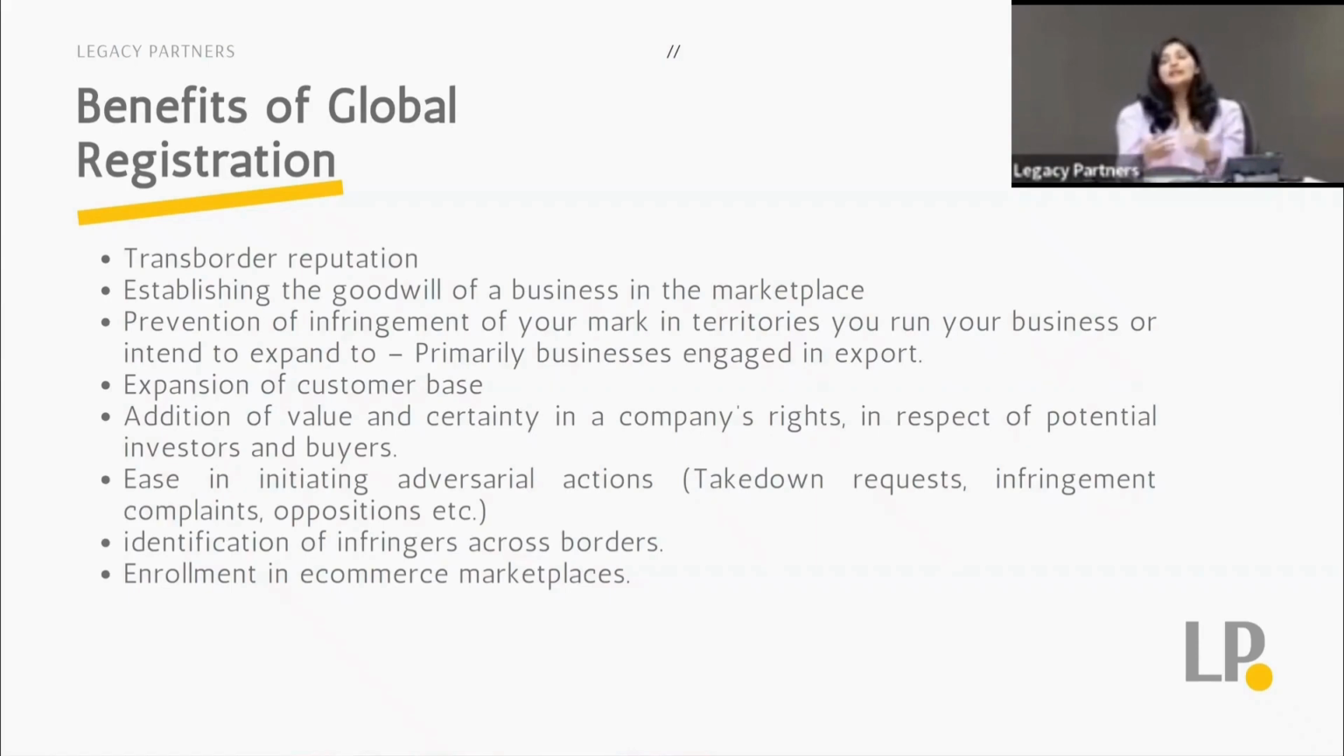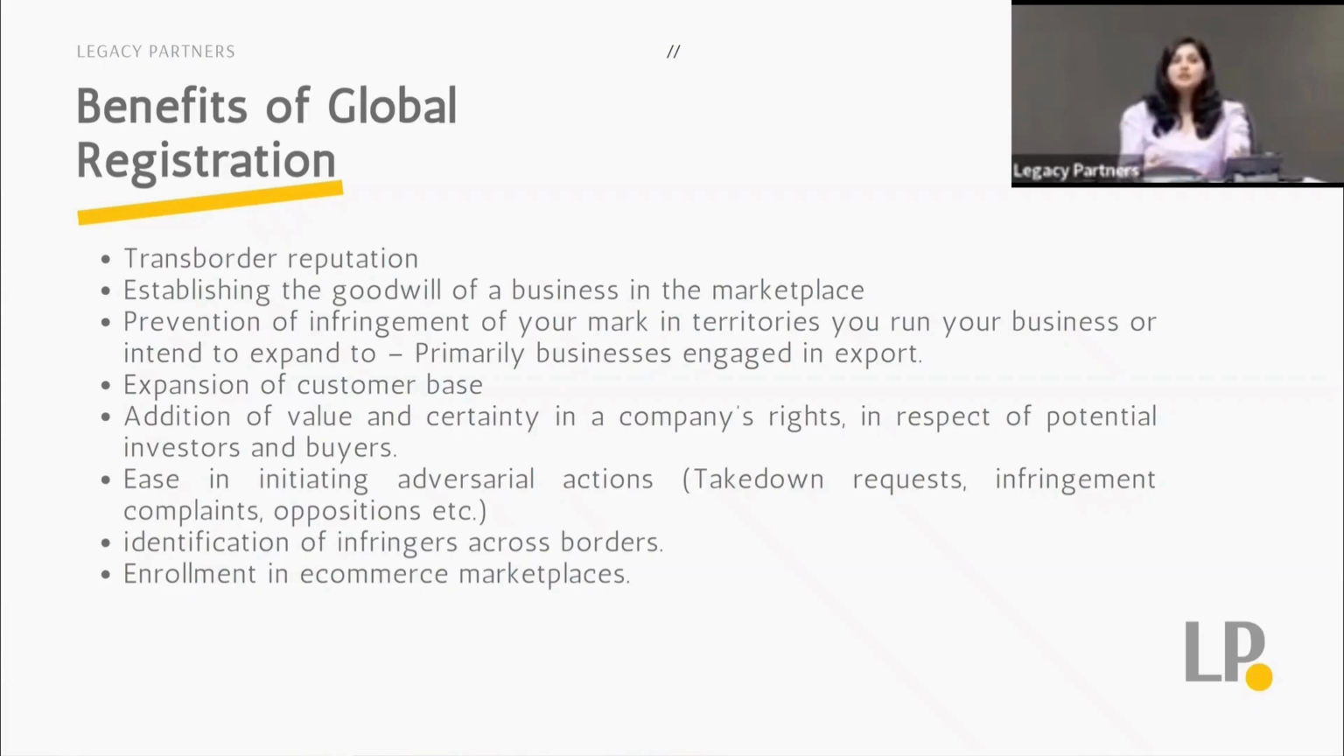So getting a trademark registration helps you mitigate and gives you an edge of having your remedy in respect of infringement in these territories as well. Then, of course, expansion of customer base across borders. Then, as my colleague has already mentioned, it adds value and certainty in your business's rights, especially not only with respect to consumers, existing consumers or potential consumers that have to come in the later stages, but also potential investors that might look into buying or investing in your business at a later stage as well.